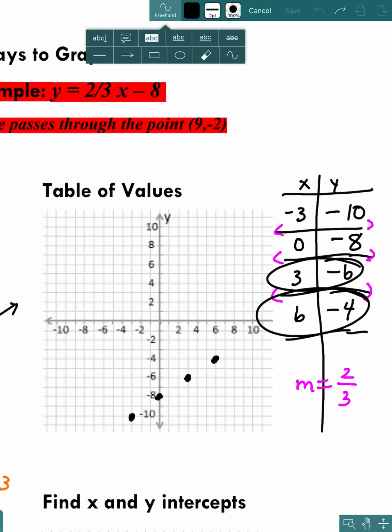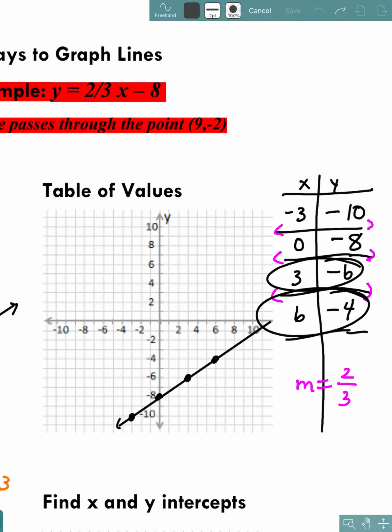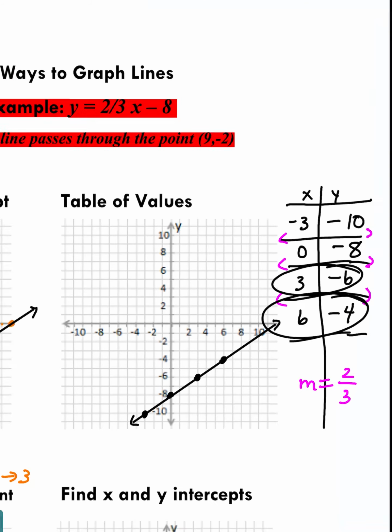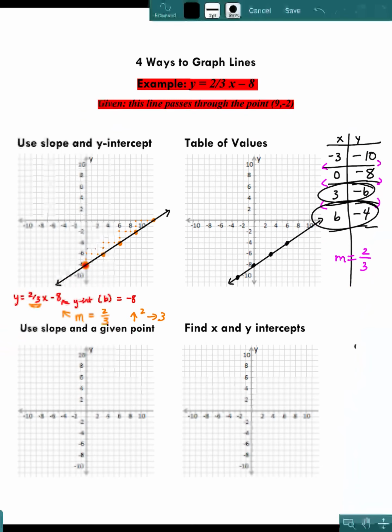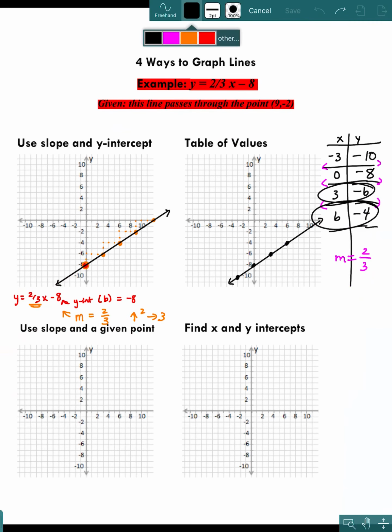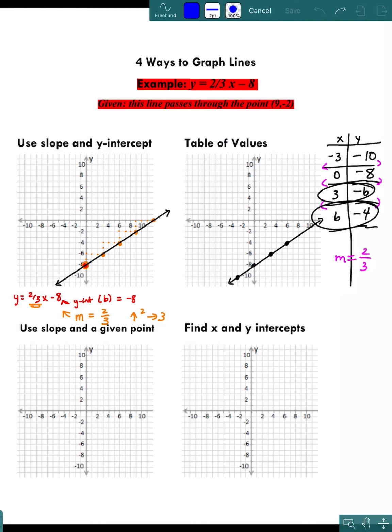All right, so let's connect those points with a straight line. And what we should find is that this line should look the same as the line that we found using slope and y-intercept. Great. All right, our next method is graphing using slope and a given point.